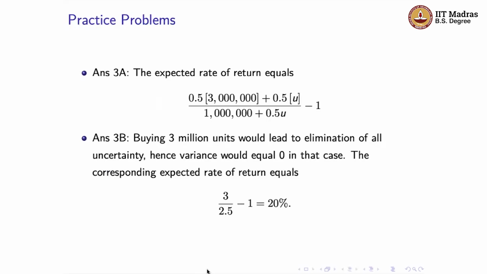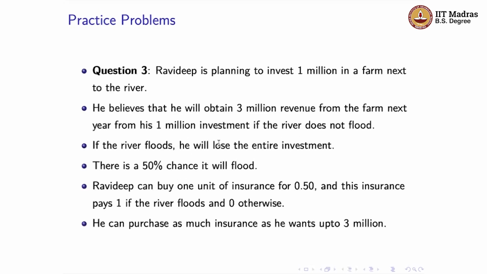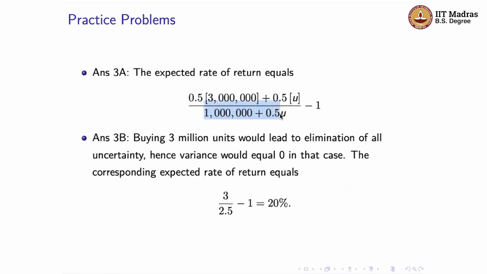So what's the expected total return? If he buys U units of insurance, what is the total amount of money that he has invested in this farm plus insurance? Remember, he had to invest 1 million in the farm, and then he has spent money on buying U units. Each unit costs 0.50, so U units cost 0.50 times U. Therefore, this is the total amount of money that he has put in, right? And how much is this amount of money going to become next time? This is the expected payoff that we have to calculate.